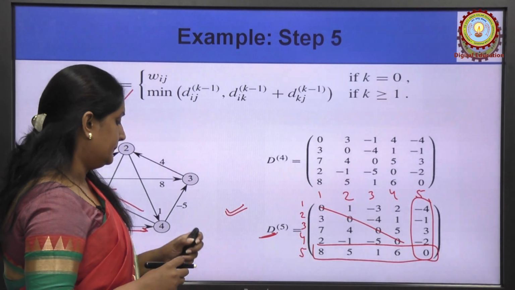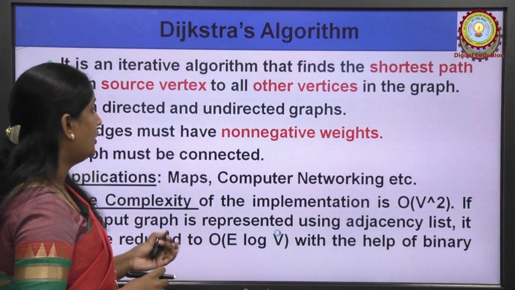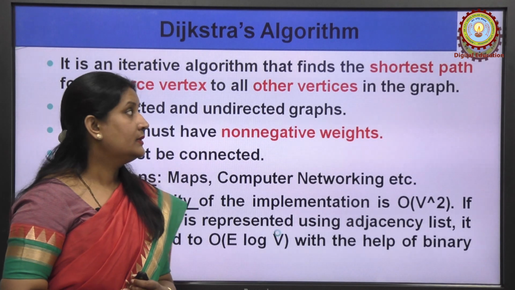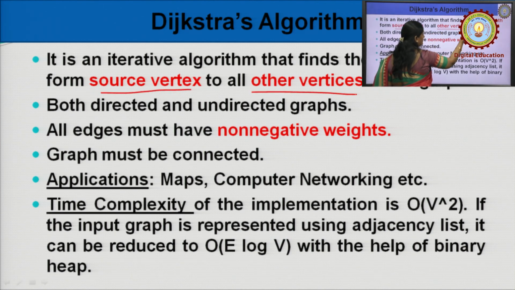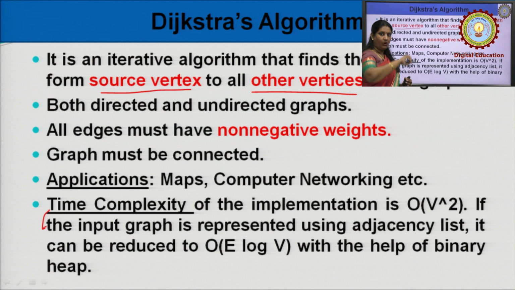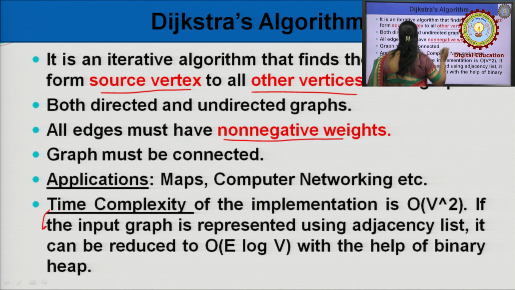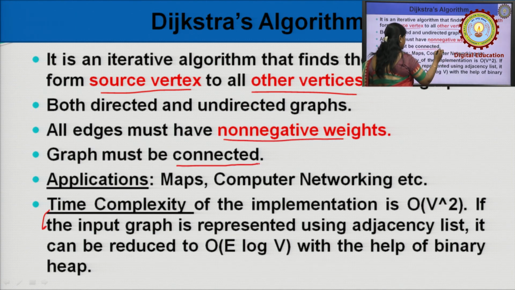by using this formula. Now what is the Dijkstra algorithm? It is an iterative algorithm that finds the shortest path from a source vertex to the other vertices, from a single source to all remaining vertices. It can work on directed and undirected graphs, but negative edges are not allowed. Only non-negative weights are allowed. The graph must be connected.